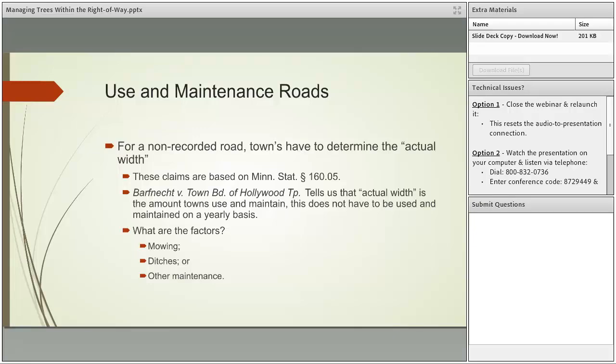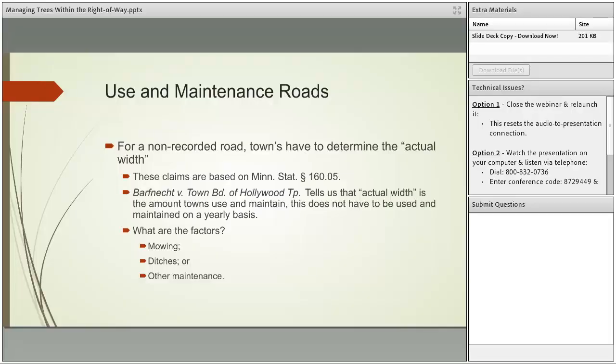In one of the first cases discussing use and maintenance roads, Barfneck versus the Town Board of Hollywood, actual width is the amount the town uses and maintains. But this doesn't have to be used and maintained on a yearly basis. For instance, you don't grade a road or rebuild the shoulder every year. But some factors to consider are mowing, whether the town has ditches along that road, what's the back slope, is there brushing, is there plowing that goes into that.